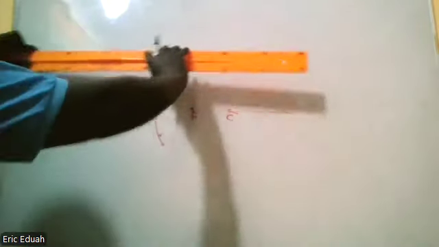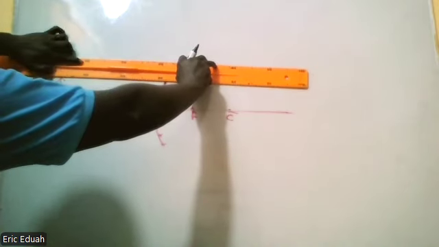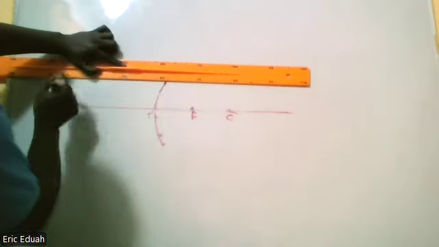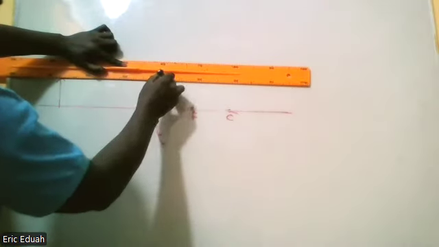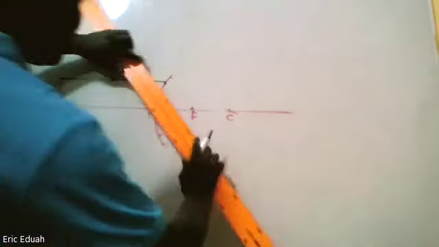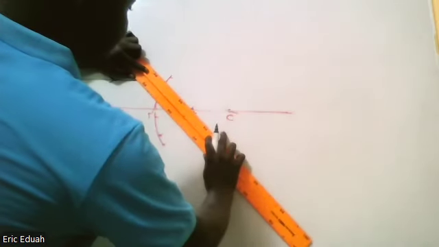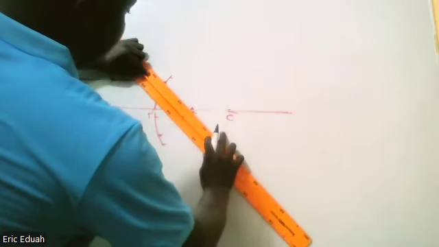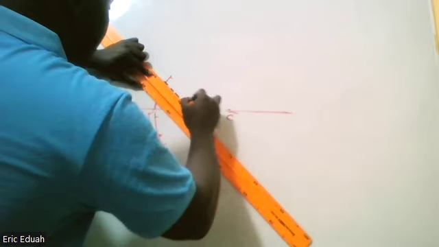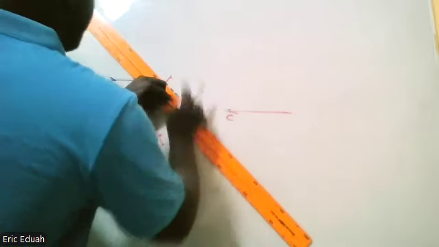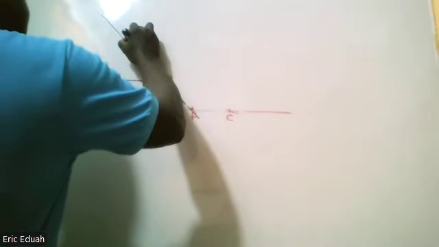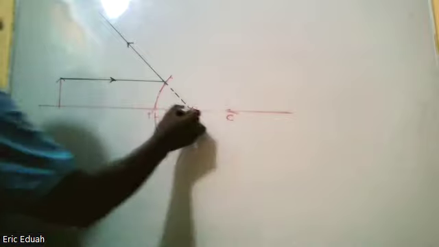So let's use the rules. A ray of light traveling parallel to the principal axis after reflection must appear to be diverted from F. So this is the diverted ray. The diverted ray appears to be diverted from F.